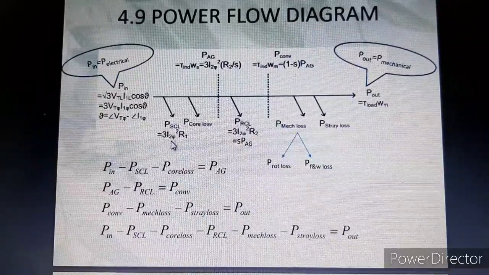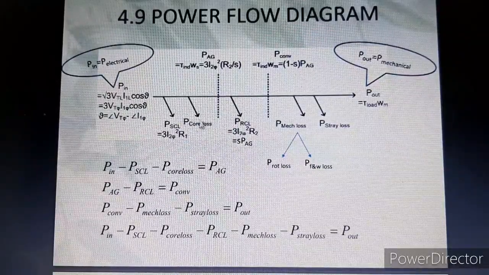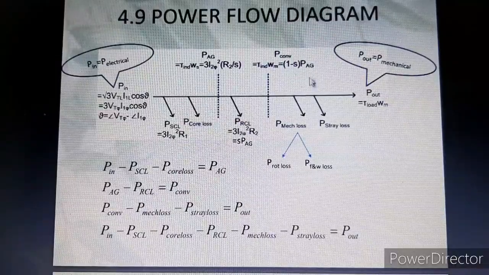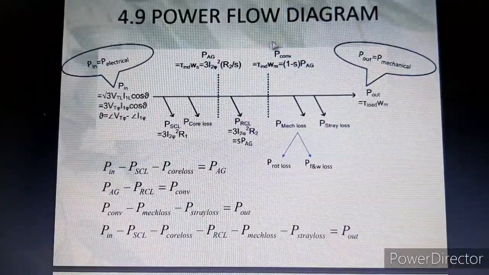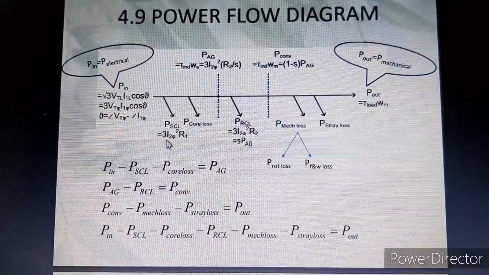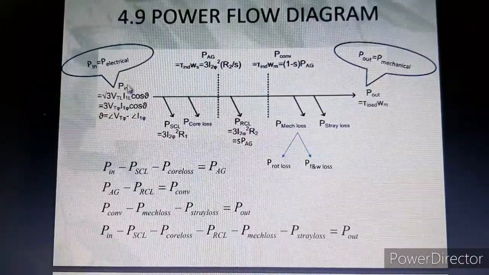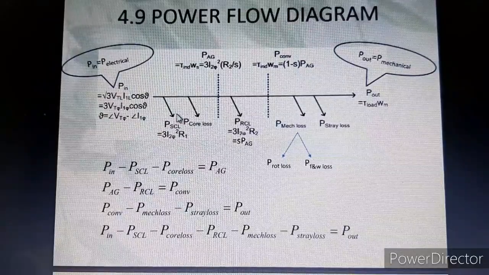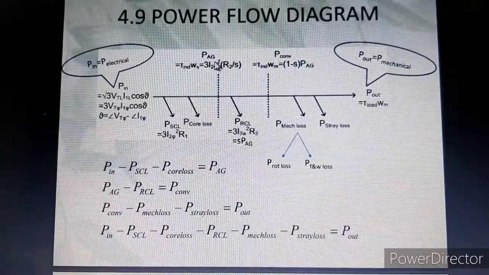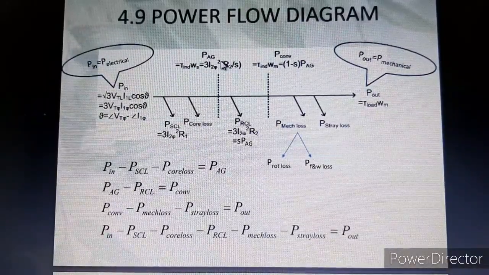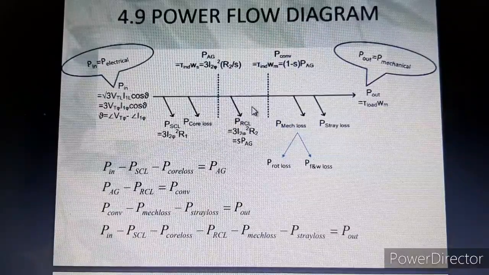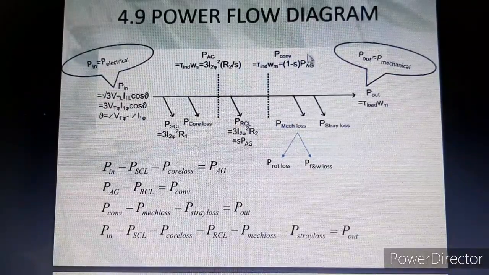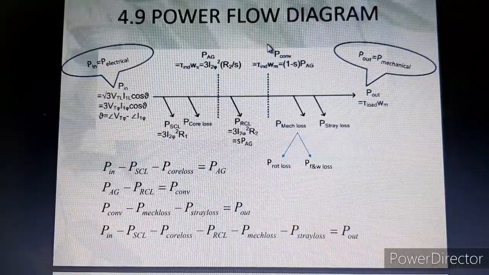For example, if this is given as 2, 2, 2, 2, 2, and this is 100, can you find P converted? Yes. You don't need to use this formula. Just like I've explained before, 100 minus 2 minus 2, you get 96, and then 96 minus 2, you get 94, and so on.